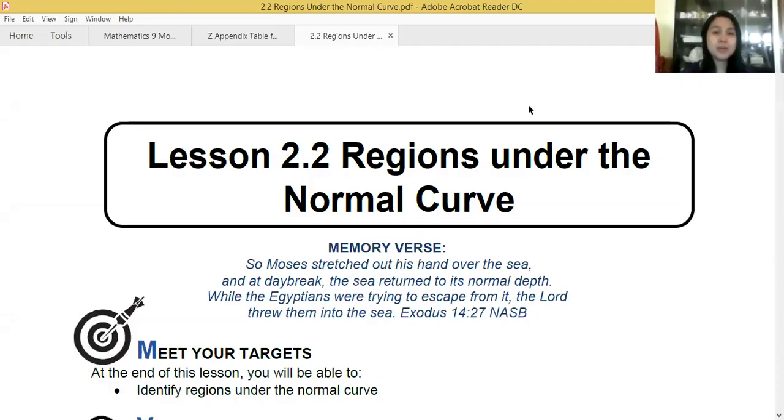Lesson 2.2 is about the regions under the normal curve. And our memory verse today is found in Exodus 14, verse 27. It says, "So Moses stretched out his hand over the sea, and at daybreak the sea returned to its normal depth. While the Egyptians were trying to escape from it, the Lord threw them into the sea." At the end of this lesson, you'll be able to identify regions under the normal curve.